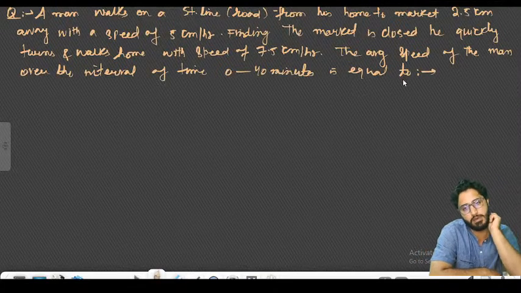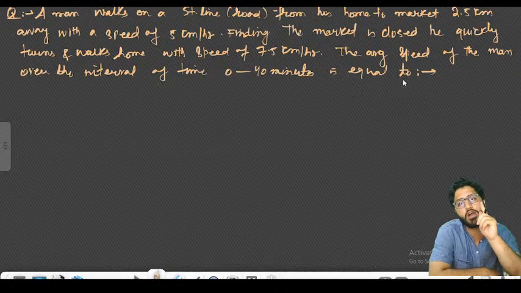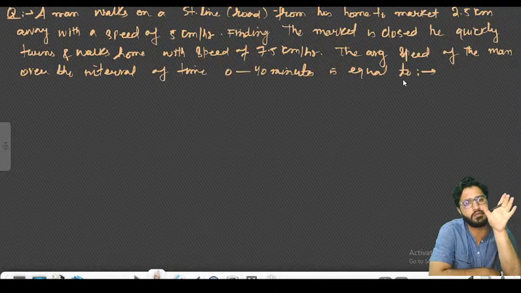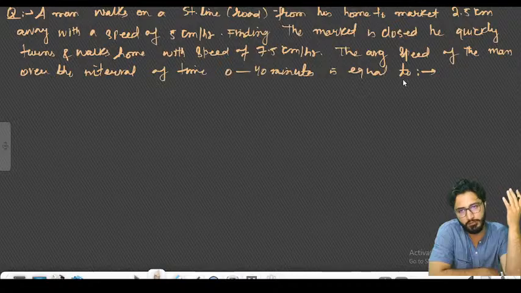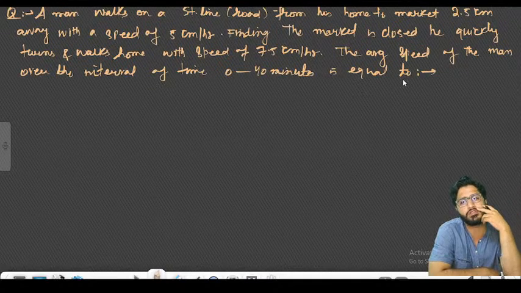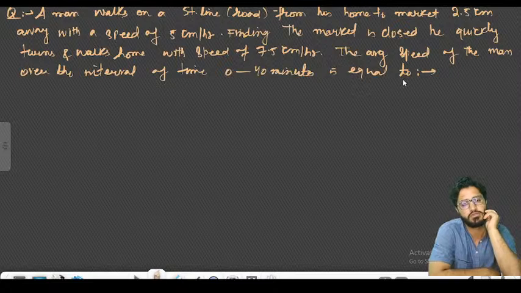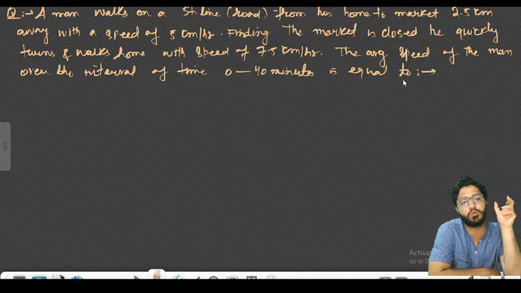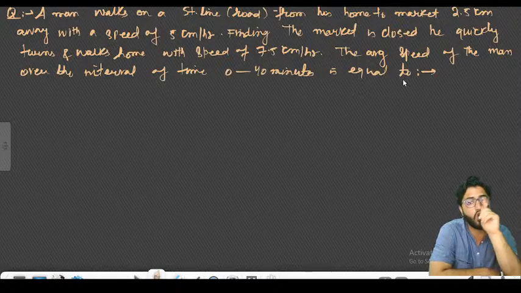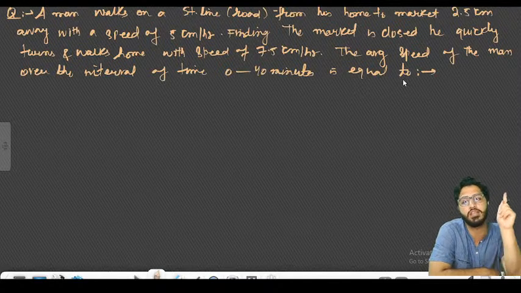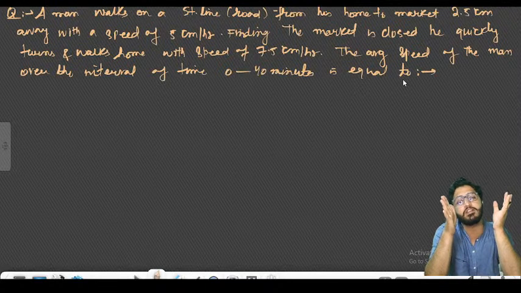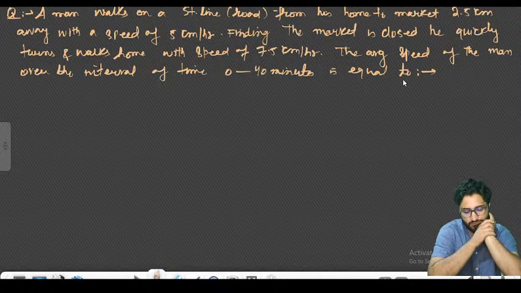This one is a +1 numerical, a good one. A man goes from his home to market. The distance between the two is 2.5 kilometer, and he goes with the speed of 5 kilometer per hour. And when he finds the market is closed, he came back with speed of 7.5 kilometer per hour. So we need to find out the average speed of the man, but not in the entire journey. We need to find only between 0 to 40 minutes. Sir, how can we do it?